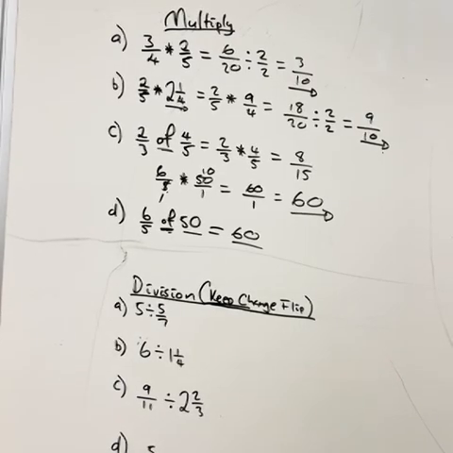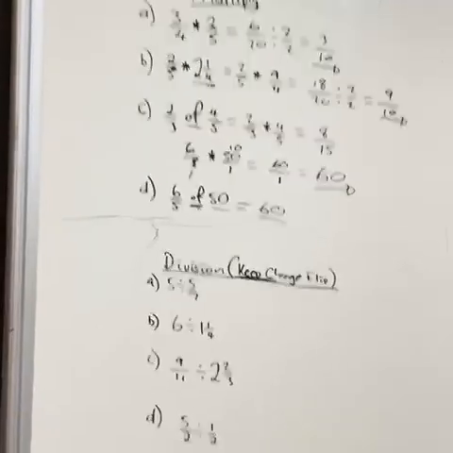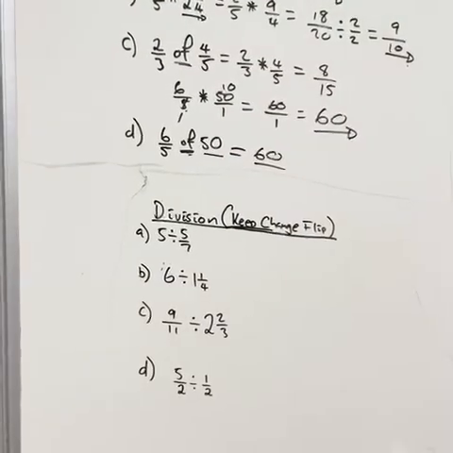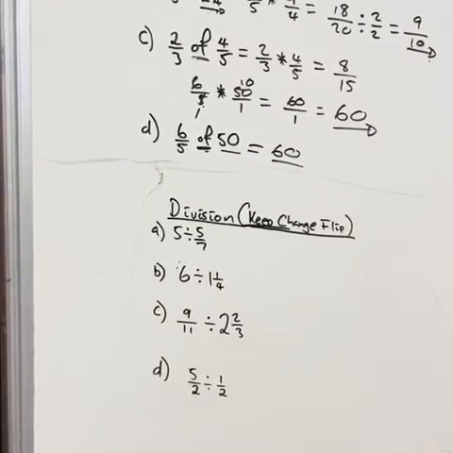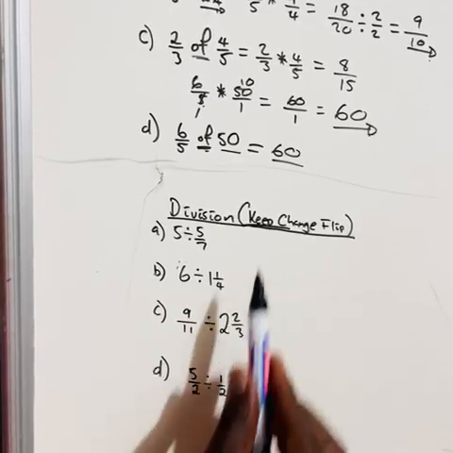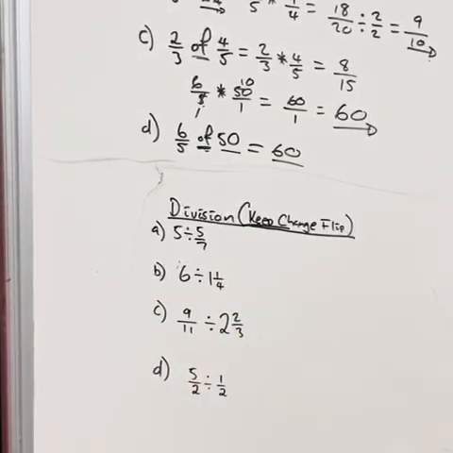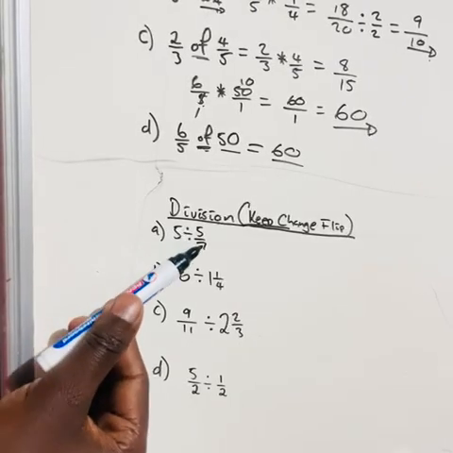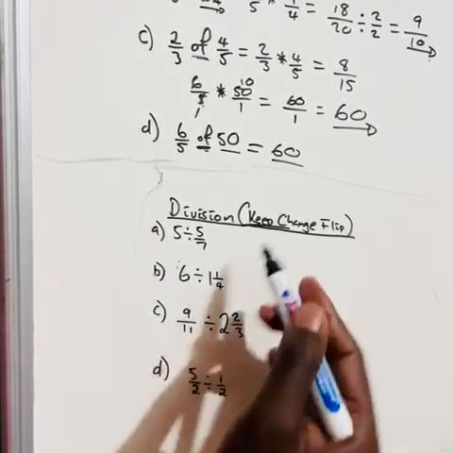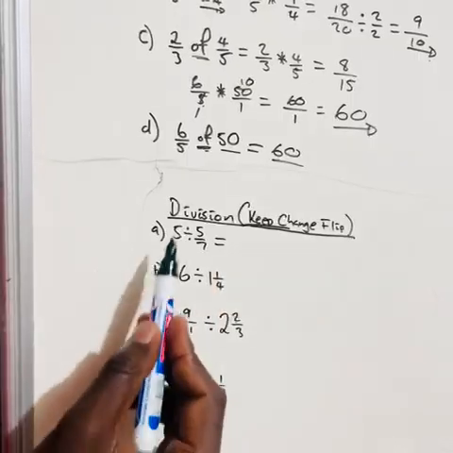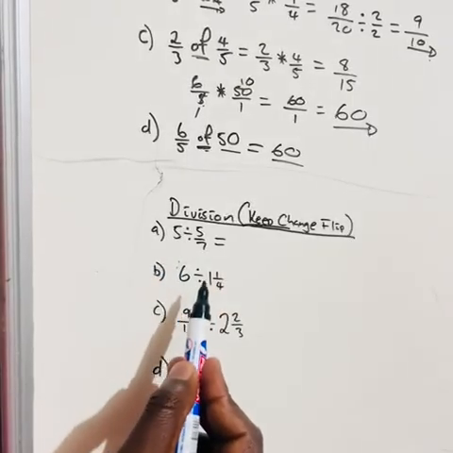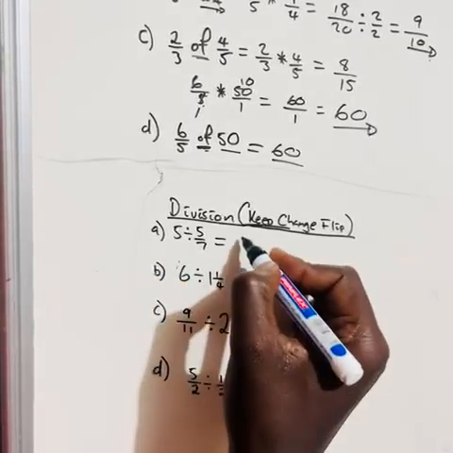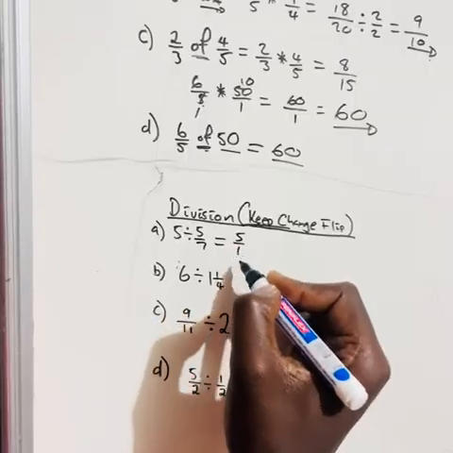Now we're going to focus on division of fractions. On division of fractions, there's a very reliable method which we rely on, which is called keep, change, and flip. Let's see how it works. Here I've been given 5 whole numbers and I've been asked to divide by 5 over 7. So I start off by writing these 5 whole numbers as an improper fraction, so I write 5 over 1.